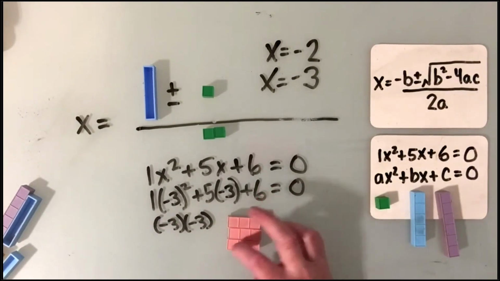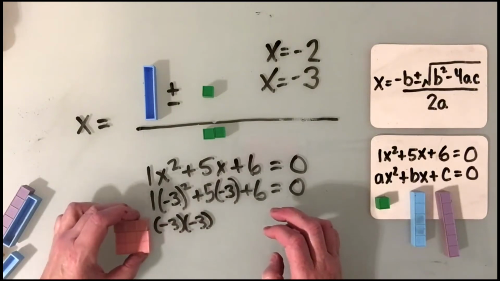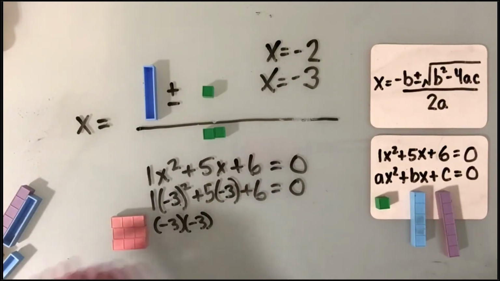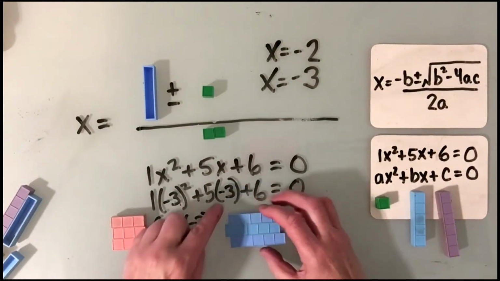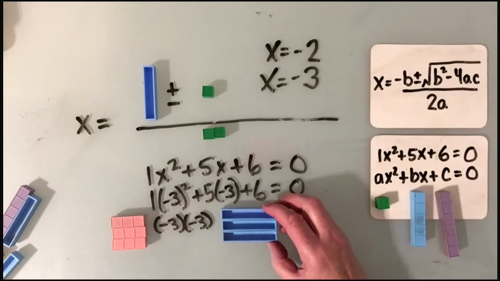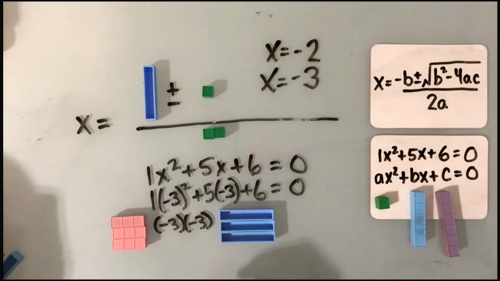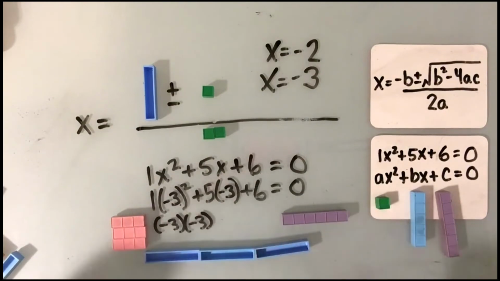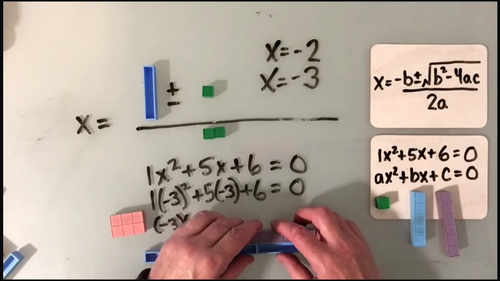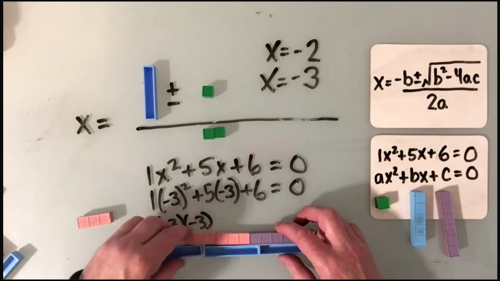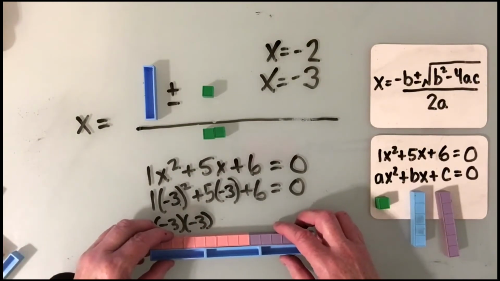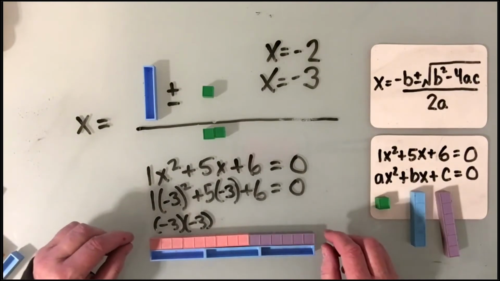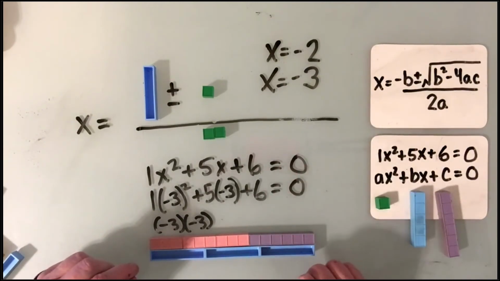1, 2, 3, 4, 5, 6, 7, 8, 9. Okay, put that there. And then we have 5 taken 3 times, but the action is that we flip it. So that's actually negative 15 and then positive 6 again. Well, let's check this. Let's put the negatives all together in a train, and let's put the positives in a train. Do we have a 0 pair? And it appears that we do. So we have positive 15 minus 15. Okay. So both negative 2 and negative 3 work for this.